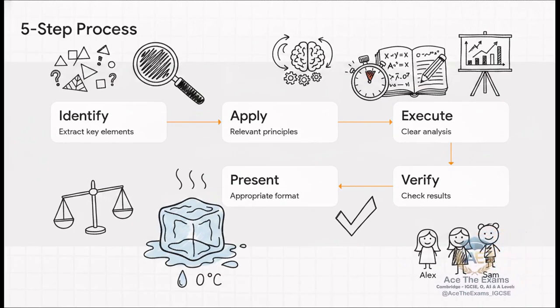Imagine a question asking why the temperature of a melting ice cube stays at 0 degrees Celsius despite heat being actively applied. Step 1. Identify key elements. Well, the command word is explain, in the context of melting. Step 2. Apply principles. We need kinetic theory and latent heat. Step 3. Execute analysis using that PEEL framework we talked about.